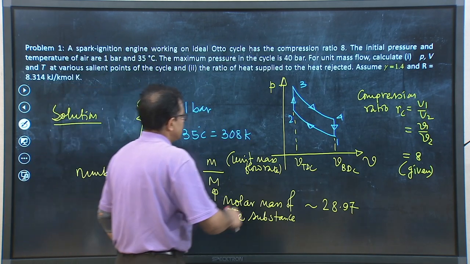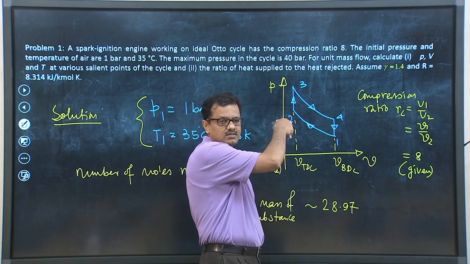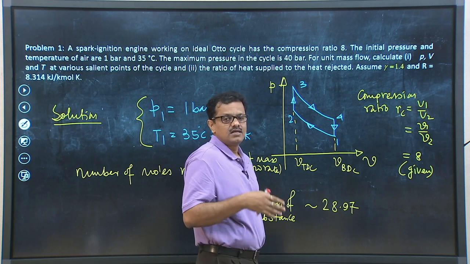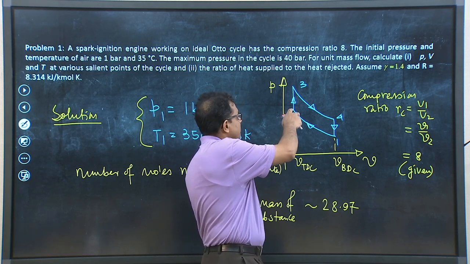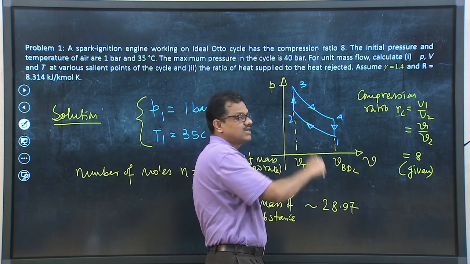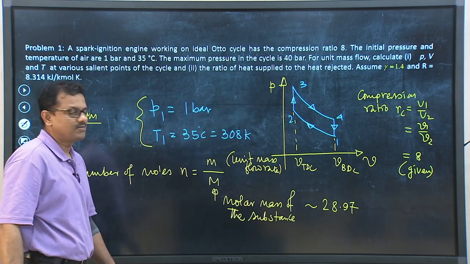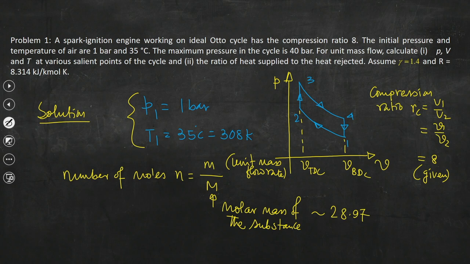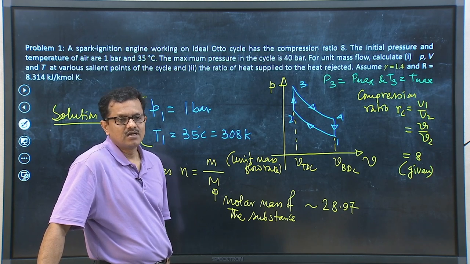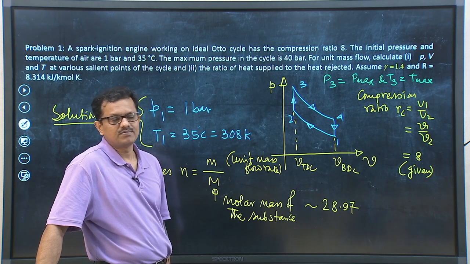Now, you can understand that at point 2, the spark plug is switched on and combustion occurs, and because of this process temperature as well as pressure increases. So P3 and T3 are the maximum pressure and maximum temperature of the cycle. I am writing here that P3 equals P max and T3 equals T max.